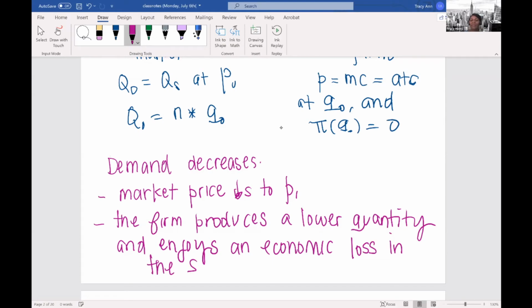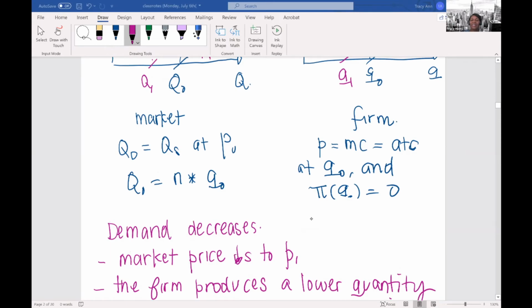So what will happen over time? I think somebody's telling me, let me see. Yeah, they're enjoying it because what else is there to do, right? So you're going to enjoy it. So they're enjoying this economic loss.